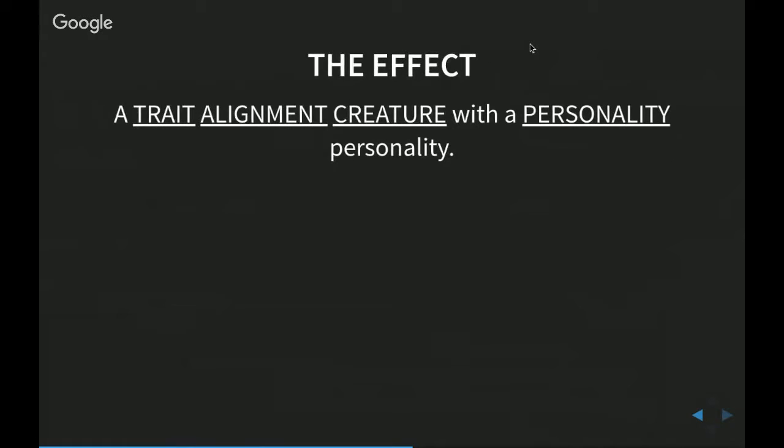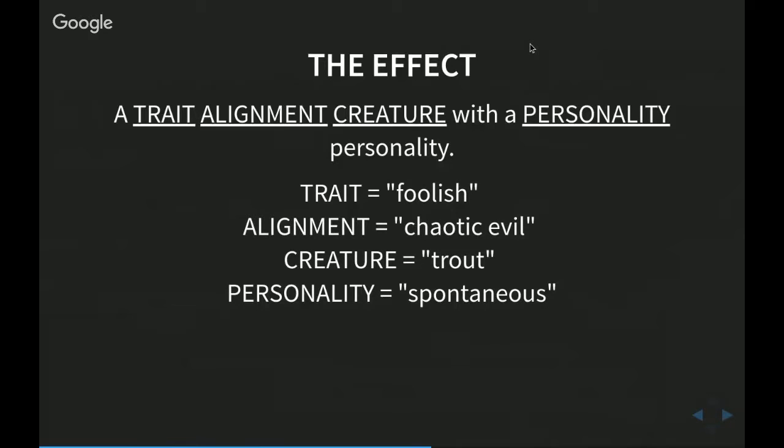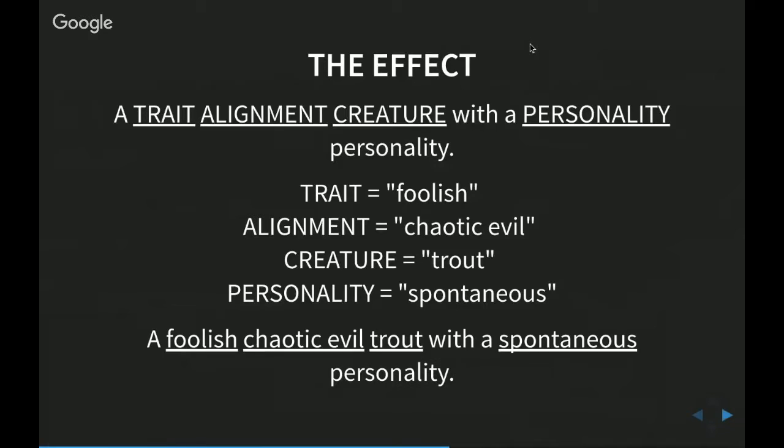Now we'll do the effect to help give you an idea. A trait, alignment, creature with a personality. I know it sounds a little confusing, but when you see it go through, it starts to make sense. So we're gonna have the trait, it's foolish, alignment, it's gonna be chaotic evil, creature is a trout, and the personality is spontaneous, which gives us a foolish, chaotic evil trout with a spontaneous personality.